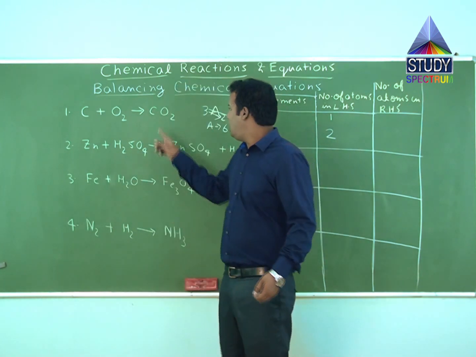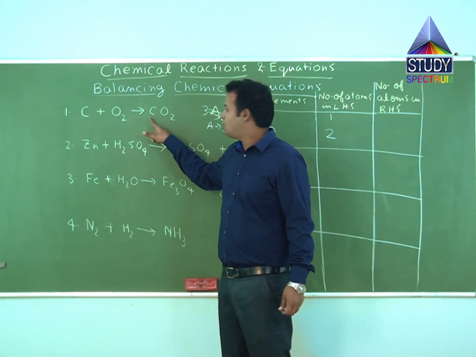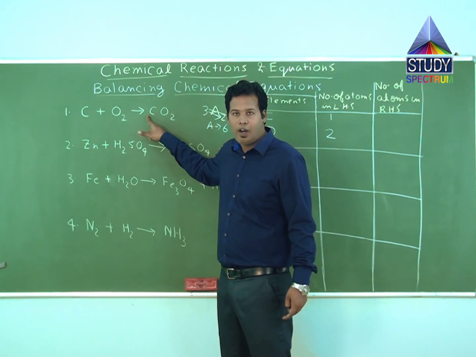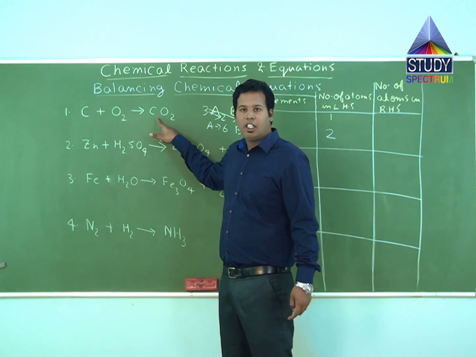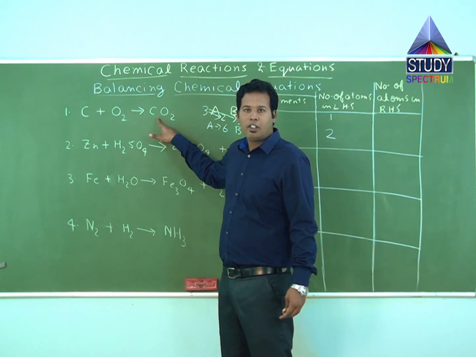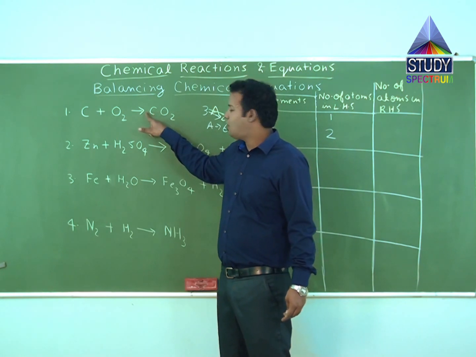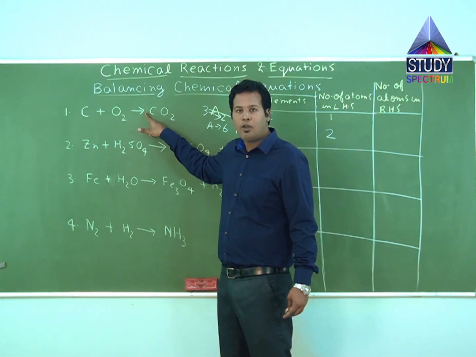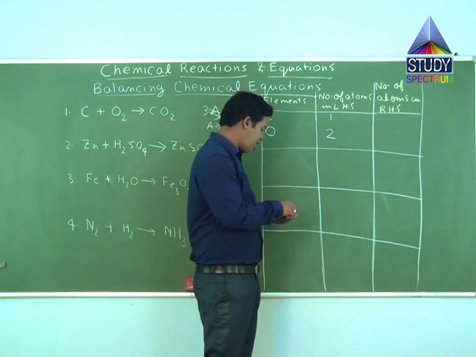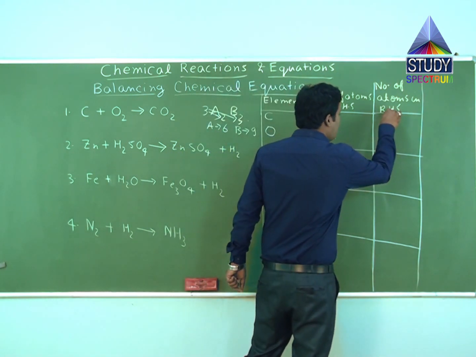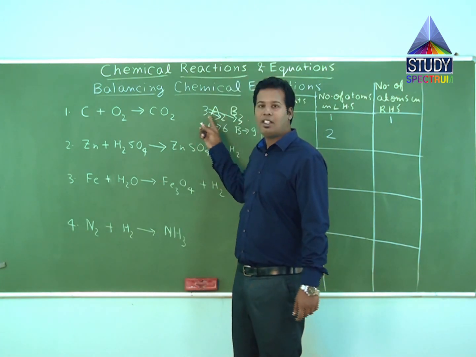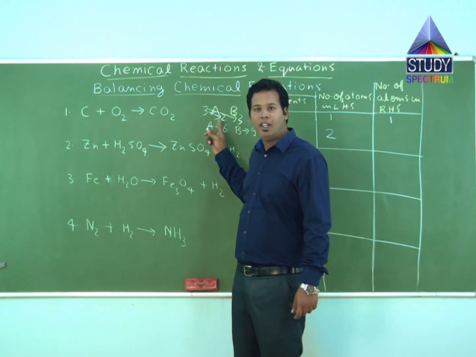Correct? Similarly, if you see this CO2, nothing has been written just ahead of CO2 as coefficient. It means the coefficient of CO2 will be 1 and the suffix of C will also be 1. Why? Because nothing has been written as suffix of C. It means the suffix of C should be 1 and the coefficient of this compound is also 1. So the number of atoms of C in this compound will be 1 into 1, and that is why in RHS the number of atoms of carbon is also 1. I hope you appreciate that this is the best way to find the number of atoms of each element in a compound.